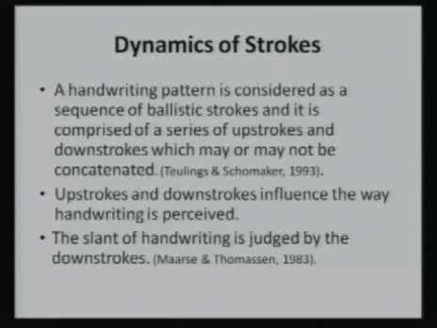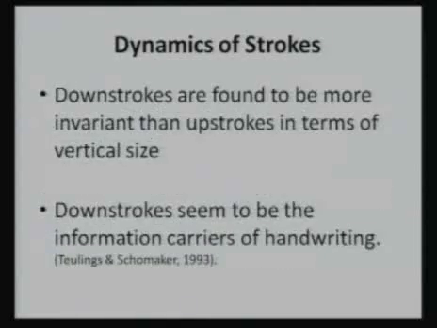Basically, it's considered to be a sequence of ballistic strokes, comprised of a series of upstrokes and downstrokes, which may or may not be concatenated. Upstrokes and downstrokes influence the way handwriting is perceived. The slant of handwriting is judged by the downstrokes. Downstrokes are found to be more invariant than upstrokes in terms of vertical size, and downstrokes seem to be the information carriers of handwriting. Therefore, if we start doing measurements on handwriting, should we look at downstrokes first as the place to start?